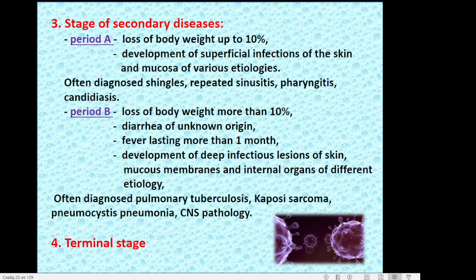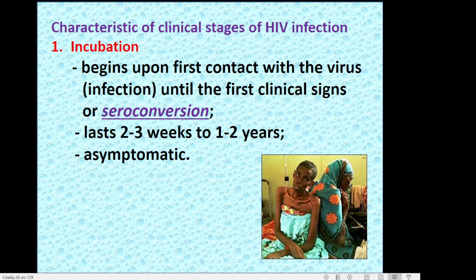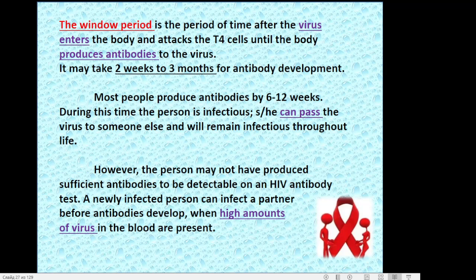lymphomas of the central nervous system, toxoplasmosis of the central nervous system, generalized strongyloidiasis, extrapulmonary TB. These are all diseases which are associated with deep immunosuppression, and in the modern world, more often deep immunosuppression will be produced by HIV infection. Chances 90% and more. Here are the clinical characteristics of clinical stages, practically repeating the information which was delivered before.